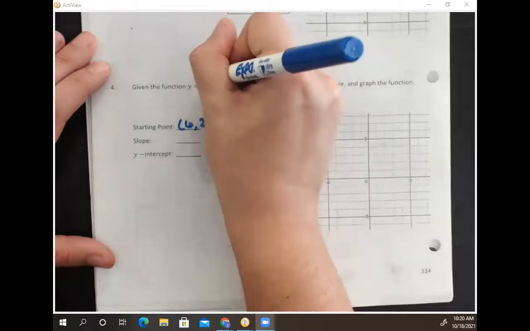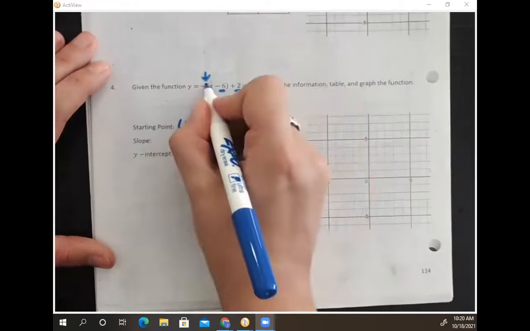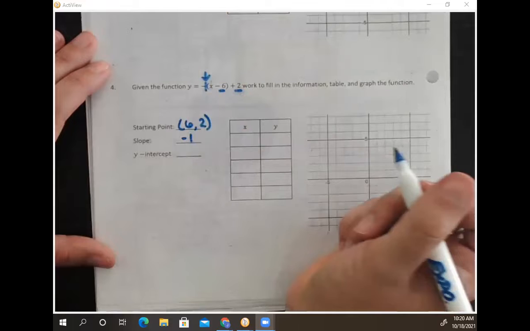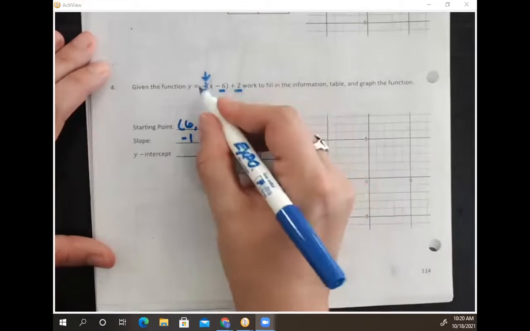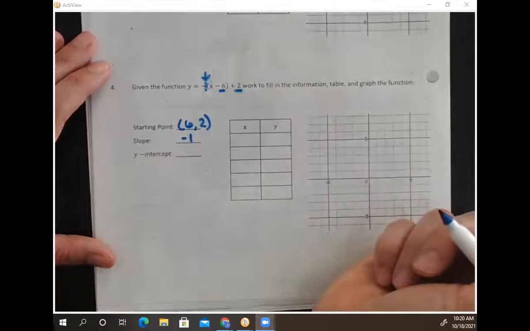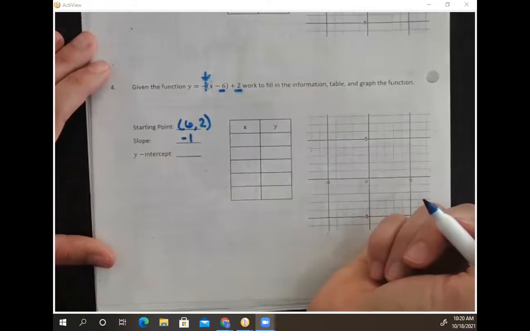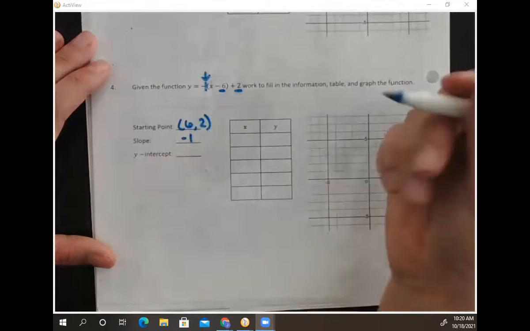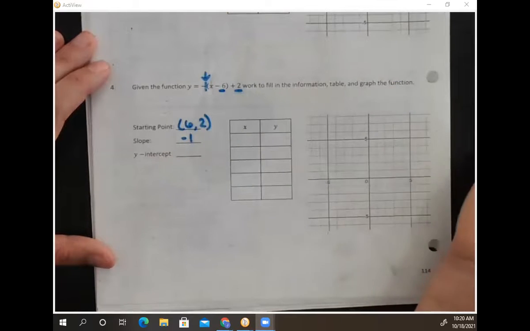My slope is in front here. I just see a negative sign. That means that my slope is negative 1. I cannot see my y-intercept from the function. I'll have to get that from my graph here in just a minute. I could also plug in 0 for x and solve to get the y-intercept. Since I have to graph anyway, I'm going to try to get my y-intercept from my graph.